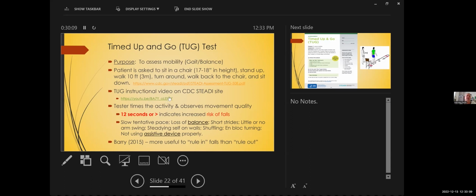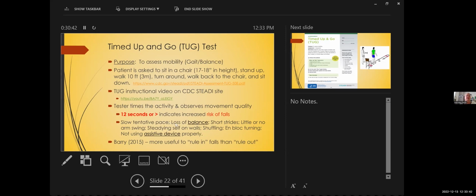The Timed Up and Go: you have a chair with armrests, you have the person get up, and when I say go, you time how long it takes them to go to a 10-foot line, turn around, come back and sit down. So you start the timing while they're sitting. You say go, and you see how long it takes them to stand up, walk, turn, and sit down. The key is if it takes longer than 12 seconds, evidence has shown the person would be at a greater risk of falling.